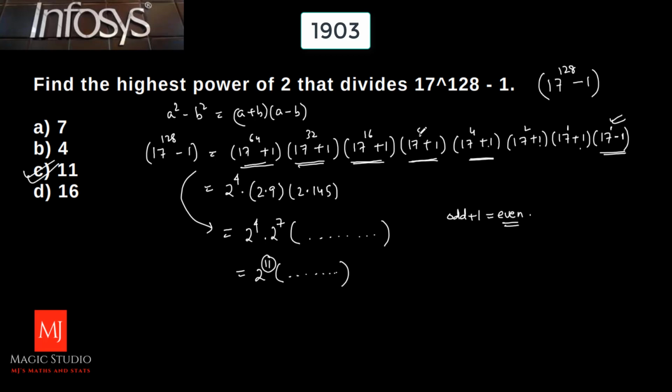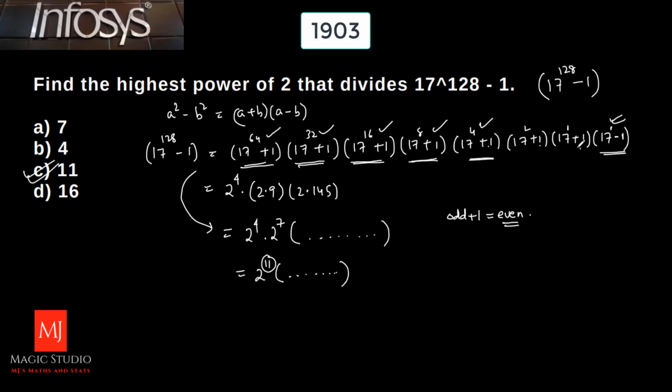17 to the power 8 is also ending with 1, because it's in the cycle of 17 to the power 4, 7 to the power 4 ends with 1. So each of these factors' last digit would be 2, and when it is divided by 2, if we take a common 2, it will leave the last digit as 1. That means it would be an odd number. So that means that each factor would be divisible by 2 only once.